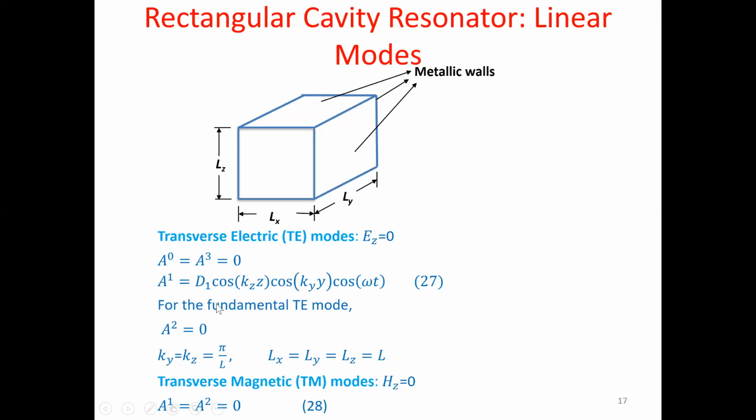In general, A2 is not 0, but for the fundamental TE mode, A2 is 0, and I assume that Lx, Ly, and Lz are all equal to L, and from this it follows that Ky and Kz are equal to pi over L. Today I will focus only on the fundamental TE mode.